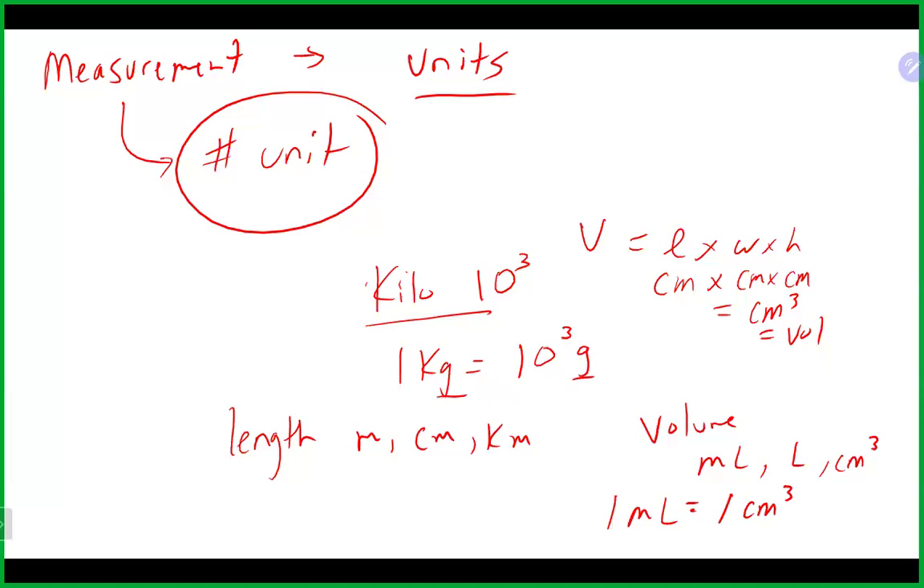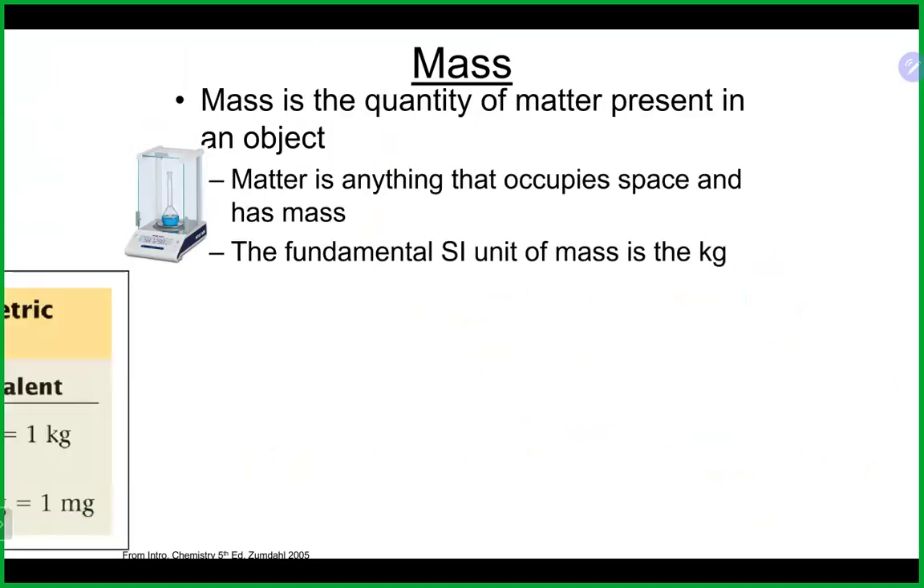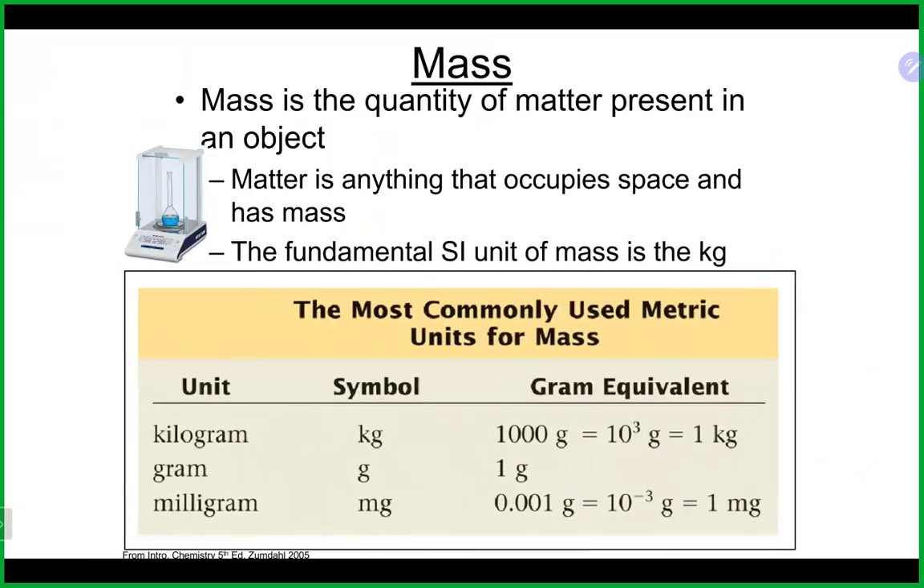All right, so continuing on here with our units, the next one that we're going to talk about is mass. Mass is the quantity of matter that's present in an object. Matter is really anything that occupies space and has mass. That's pretty much most things. A lot of times we talk about matter in terms of its state: solid, liquid, or gas. Very often in chemistry we deal with matter transitioning between those different states along the way.